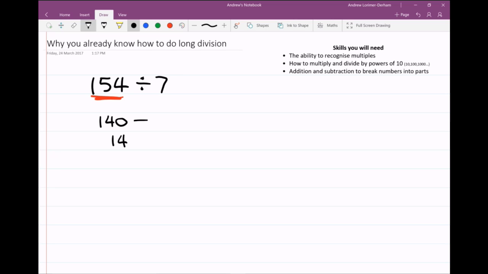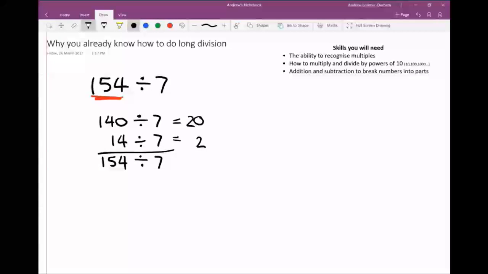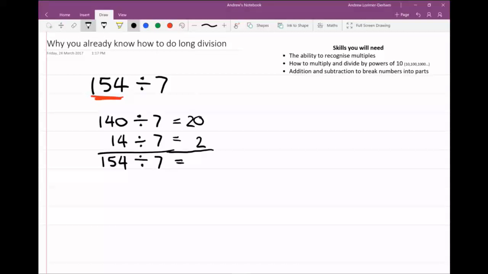If we do 140 divided by 7 and 14 divided by 7, all up, we have done 154 divided by 7. So let's start with the 140 divided by 7. If we do that, it's the same as 14 divided by 7, but this number's 10 times bigger. So the answer, instead of being 2, will be 10 times bigger, which is 20. 14 divided by 7, we've already discussed, that's 2. And then if we total that up, 154 divided by 7 is these two added together, which makes 22.